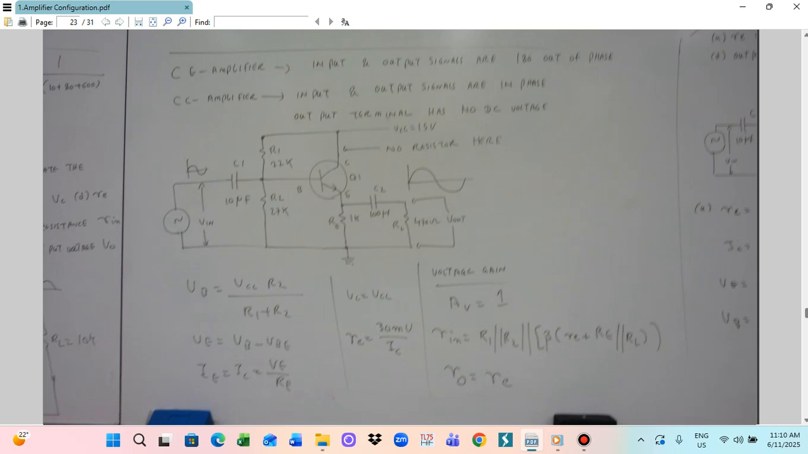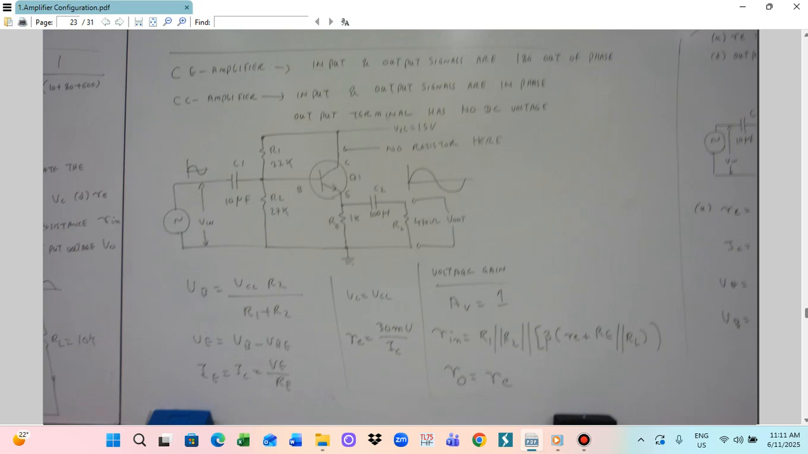So the voltage gain for the CE amplifier is RC parallel RL divided by RE plus RE1. But for the CC amplifier, the voltage gain is about 1. And the input resistance for the CE amplifier is R1 parallel R2 parallel beta into (RE plus RE1). So this is for the input resistance.